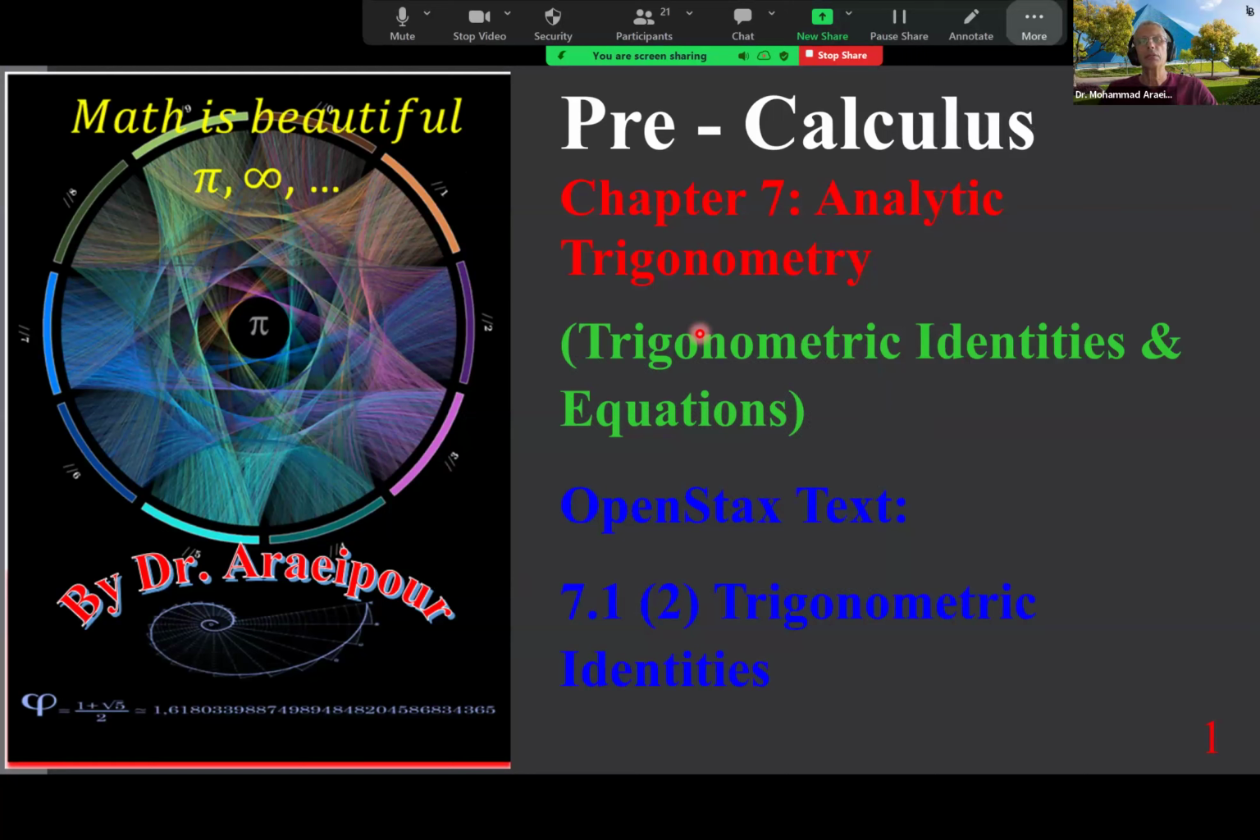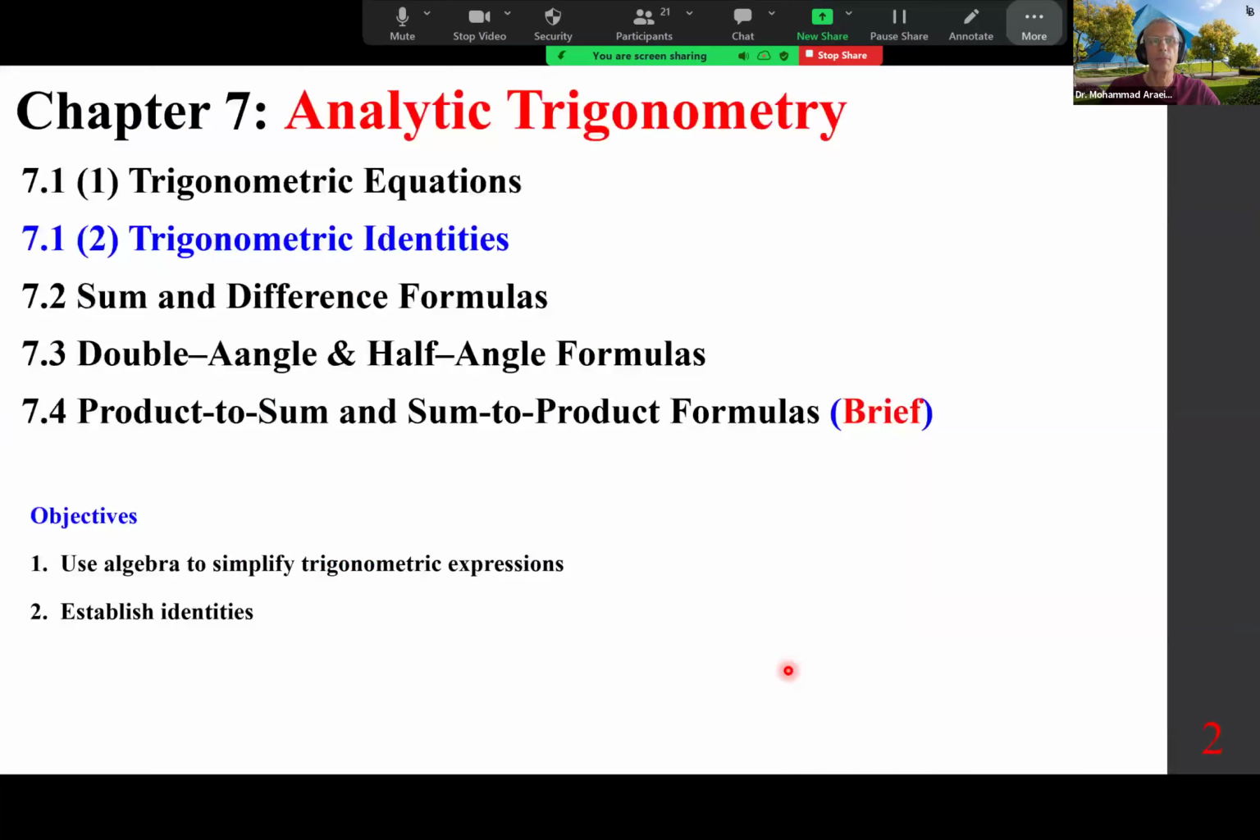We are looking at analytic trigonometry, or trigonometric identities and equations. Here's trigonometric identities. So we covered trigonometric equations. Now we are going to cover trigonometric identities, and the objectives are: use algebra to simplify trigonometric expressions, establish identities.